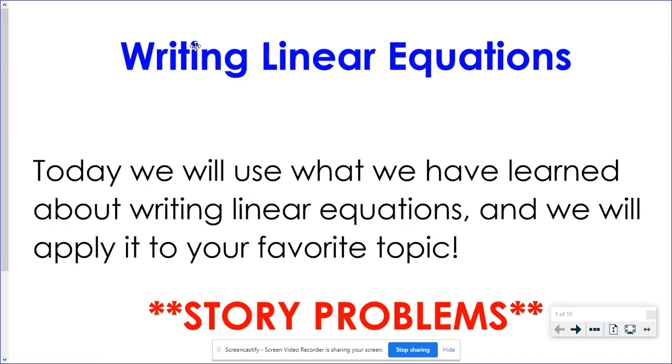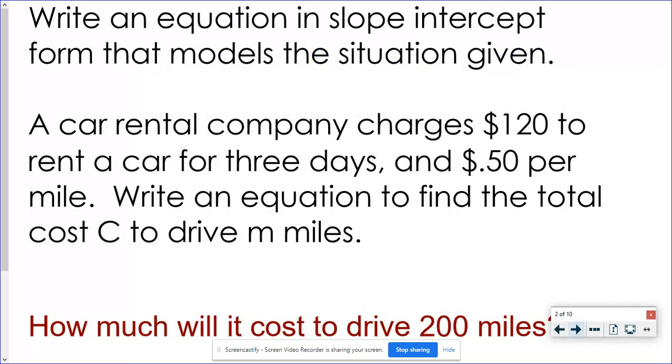Hello, math students. Today we are still working with writing linear equations. So we're going to be writing equations in slope-intercept form, but yay, we get to work with story problems today. Everybody's favorite, right after fractions. Probably fractions are your favorites.